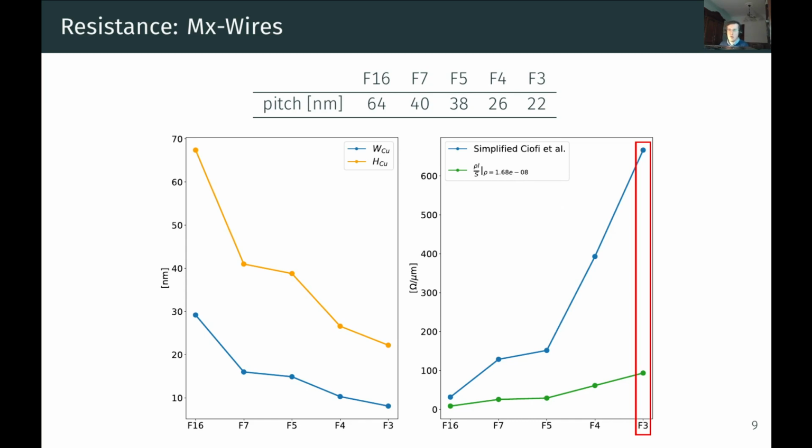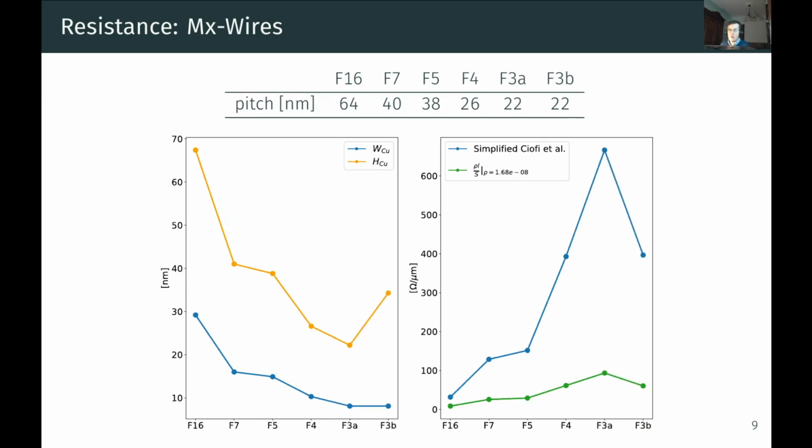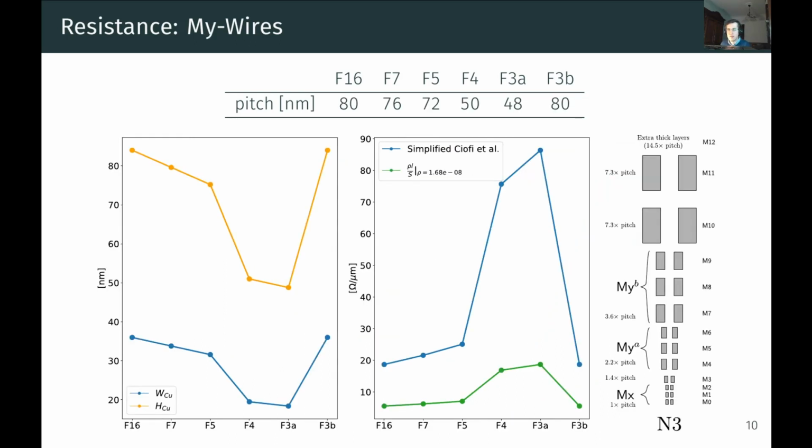Because the 3 nanometer node has a particularly large resistance at the MX layer, we also explore another possibility for this predictive node, which is to increase the thickness of the wires without increasing the pitch, which allows us to trade off some of the resistance of the wires for the increased capacitance. Moving on to the MY wires, we can see similar trends with diminishing cross-sectional area, which causes in turn an increase in resistance, although it is a little bit less dramatic than what we have seen before.